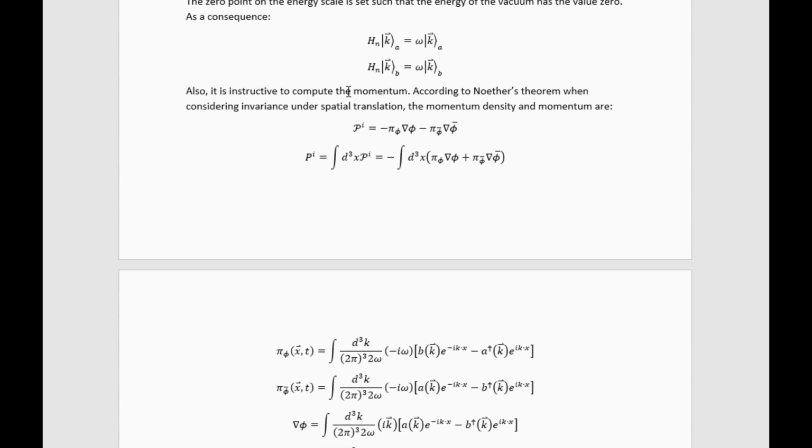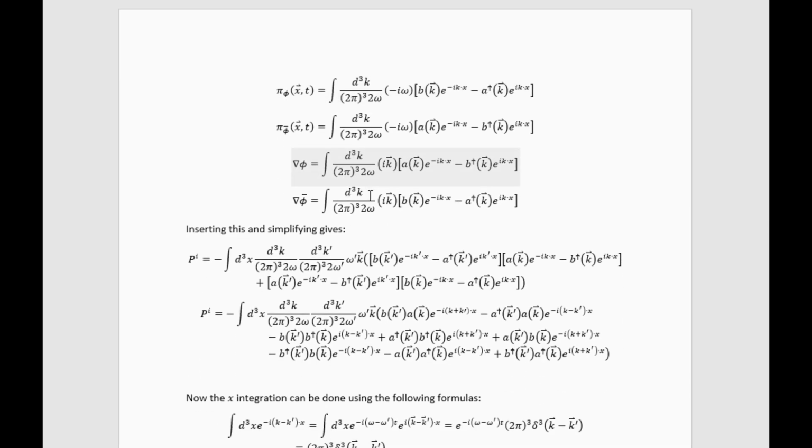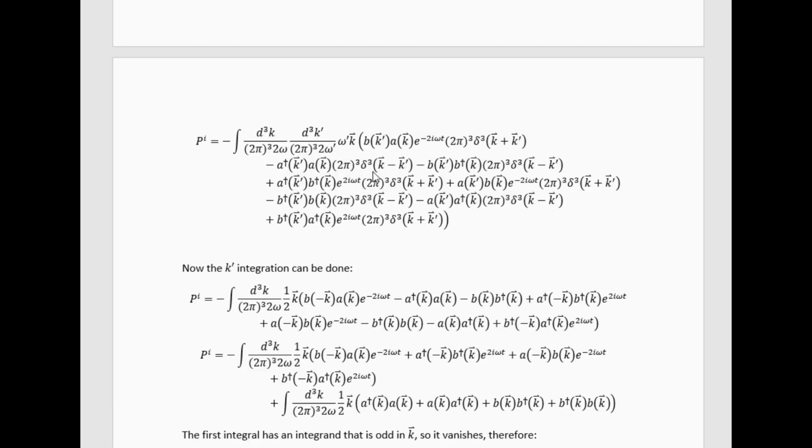Also, it is instructive to compute the momentum. According to Noether's theorem, when considering invariance under spatial translation, the momentum density and momentum are given by these formulas. So then we can plug in the values we established above for the various fields, and then start simplifying. Multiplying these out gives this result. Now we can do the x integration with these formulas, which gives this messy result. But that's okay because there's some simplifications.